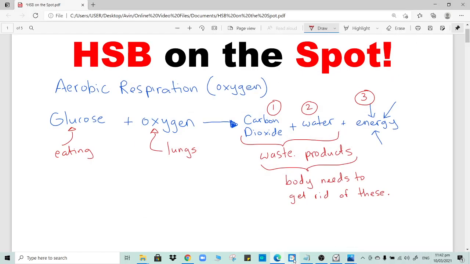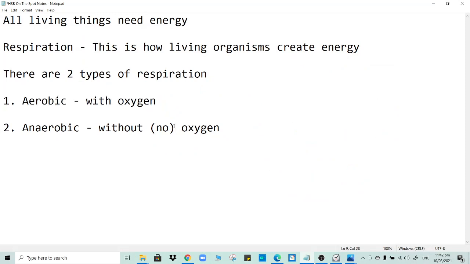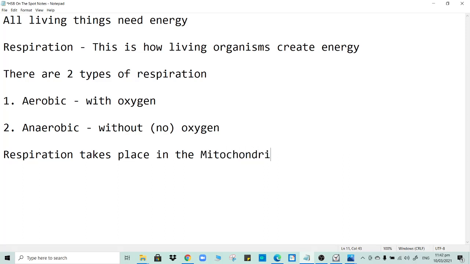So let's make a note there. I like making notes as I go along, and that's what I'm going to do with this series. So I suggest that you make the notes with me. Respiration takes place in the mitochondria, which is inside of the cell. So just in case.